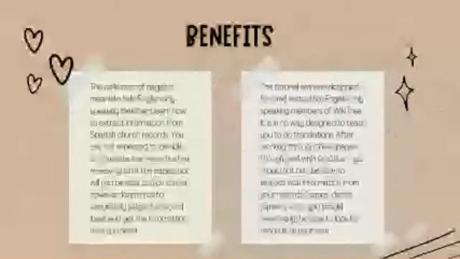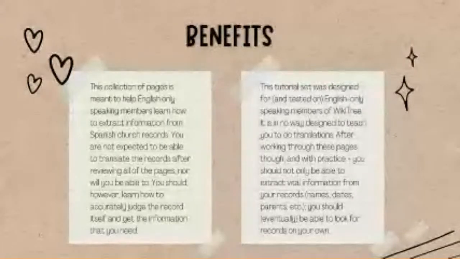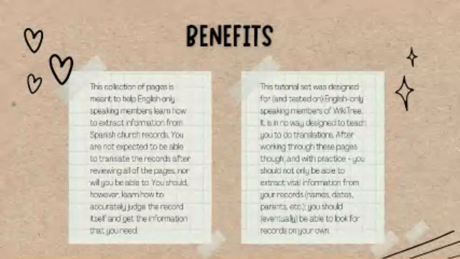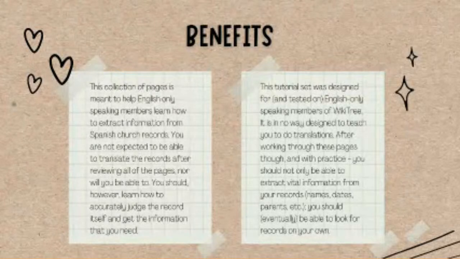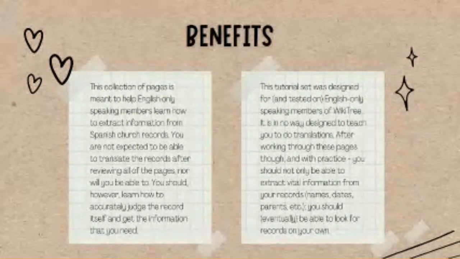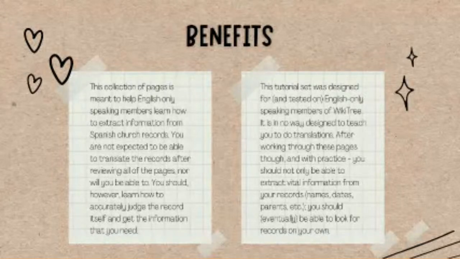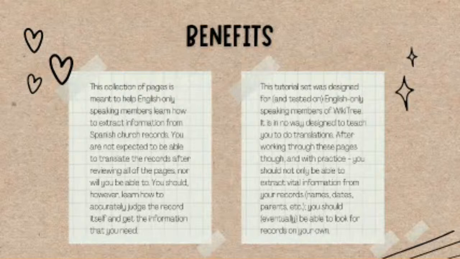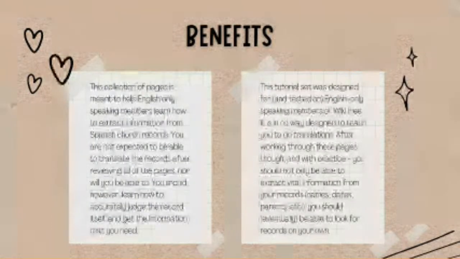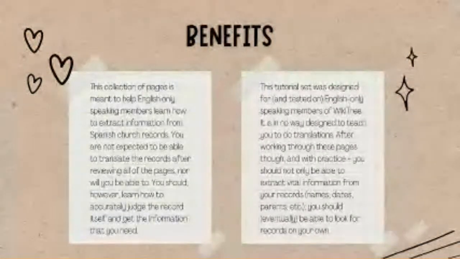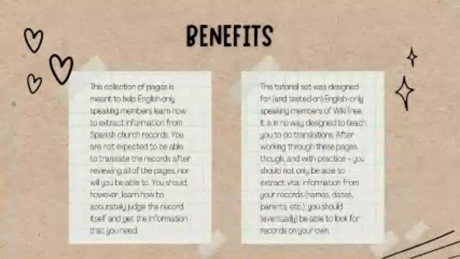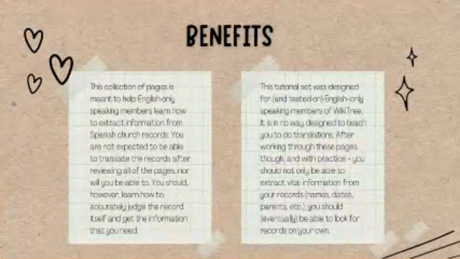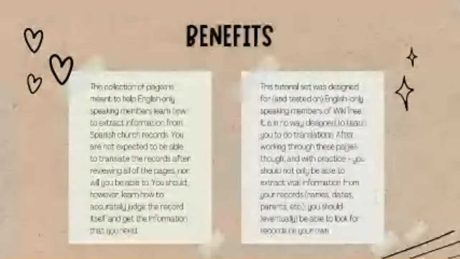This collection of pages is meant to help non-Spanish speaking members learn how to extract information from the Spanish church records. You are not expected to be able to translate the records after reviewing all of the pages or the presentation, nor will you be able to. This tutorial was designed for members of WikiTree that speak English and is not a comprehensive language tutorial. You should, however, learn how to accurately judge the record itself and get the information that you need.